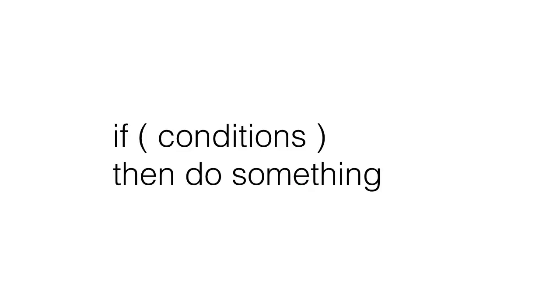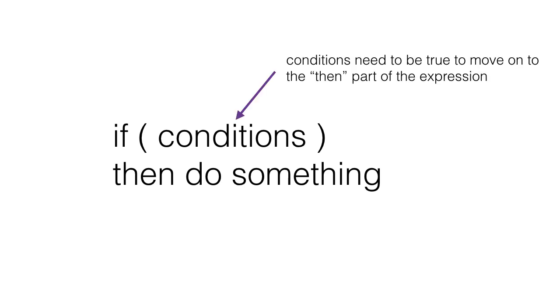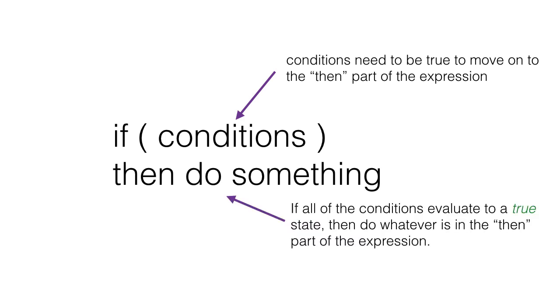If, and then the conditions that have to compute to true, then do something. So the conditions need to be true to move on to the then part of the expression. If all the conditions evaluate to true, then we're going to do whatever is in the then part of the expression. Now, there are different ways that you can combine conditions. You can have an or, you can have an and, you can have an XOR, you can put a not in there. The key is, as the expression is put together, you run through that and the entire if expression equates to true.